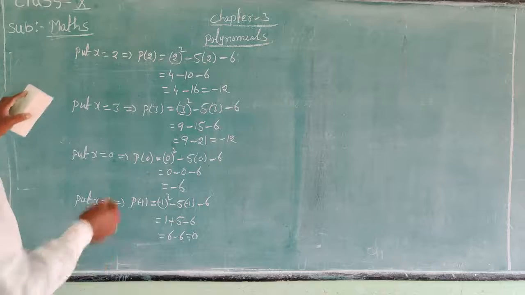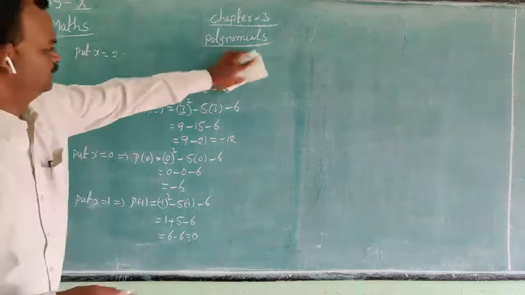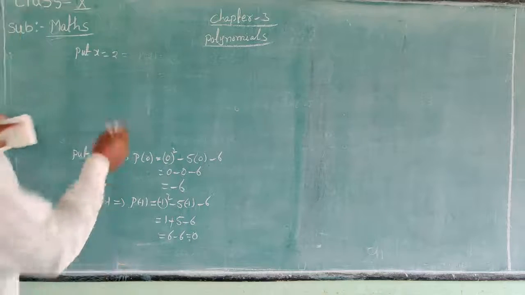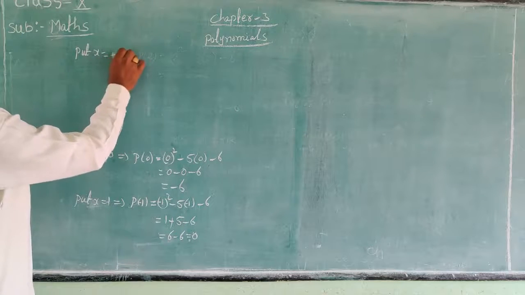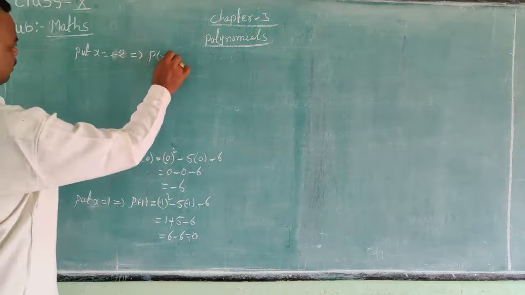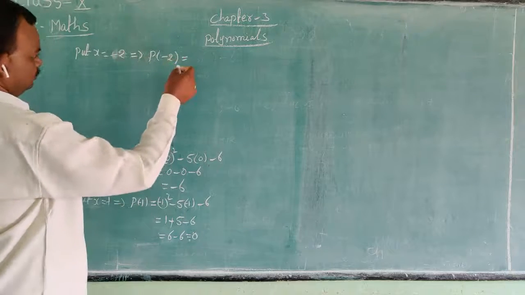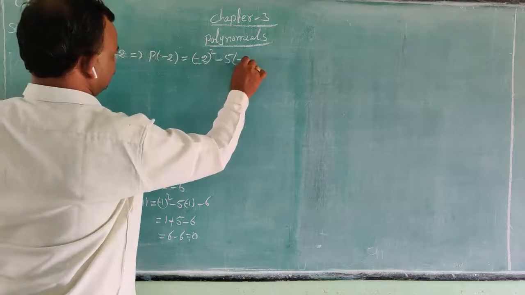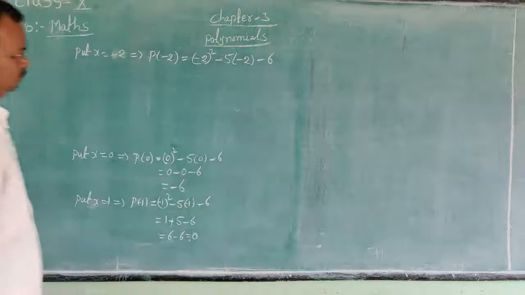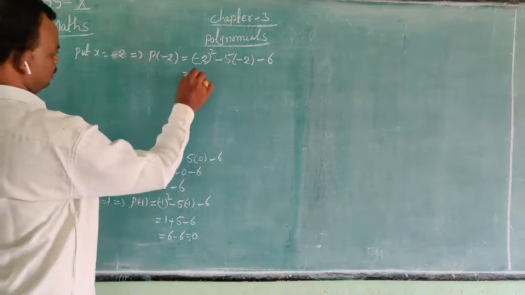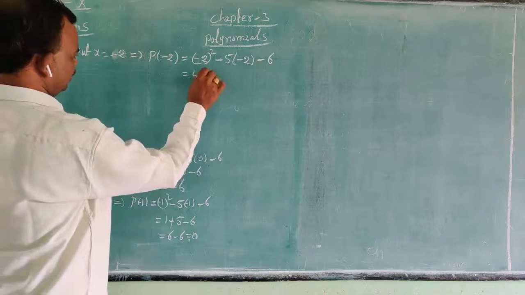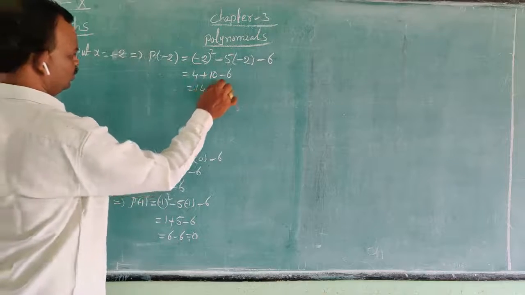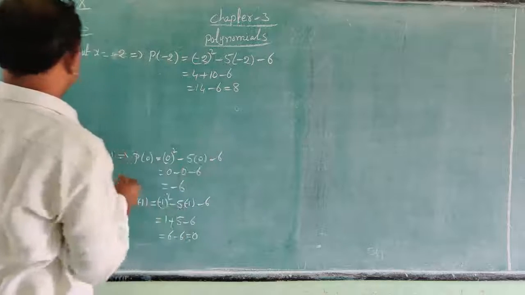Next, put x is equal to minus 2. So that implies p of minus 2 is equal to minus 2 whole square minus 5 into minus 2 minus 6. Minus 2 whole square is plus 4, minus into minus plus 5 2s are 10, minus 6. 10 plus 4 is 14, minus 6 is equal to 8.